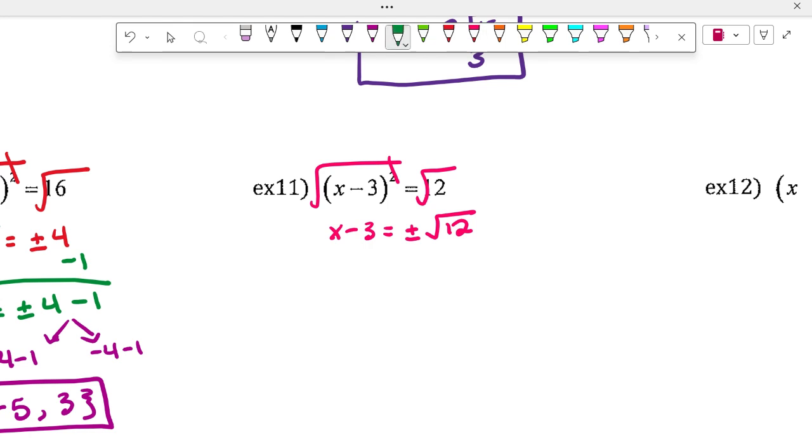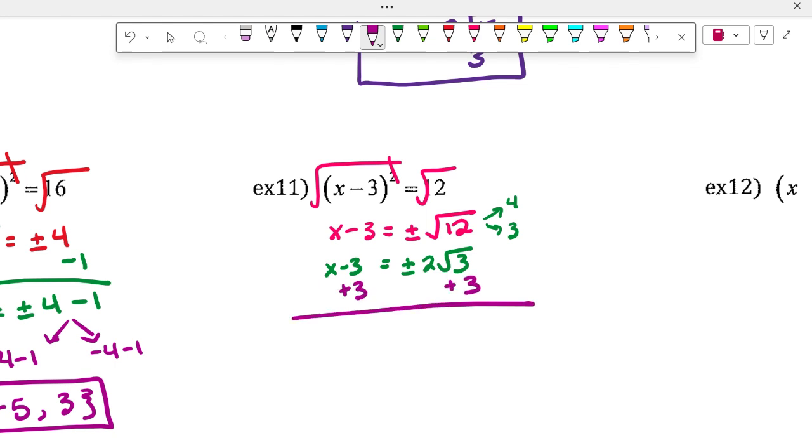All right, so how do I simplify the square root of 12? 4 and 3, which is, in fact, plus or minus 2 square root 3, still equal to x minus 3. What do I do next? Add 3 to both sides. Now, you cannot add the 3 to the 2, because the 2 is being multiplied. All right, so x is equal to plus or minus 2 square root 3, because that's a number, plus 3.